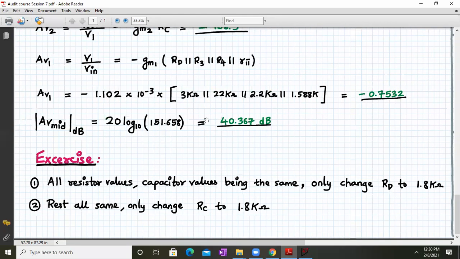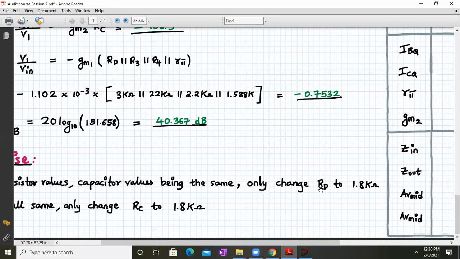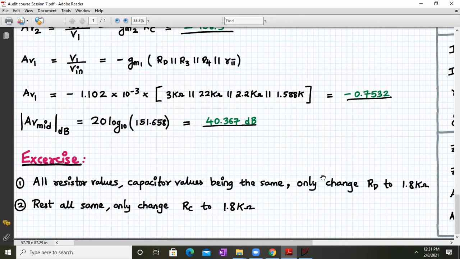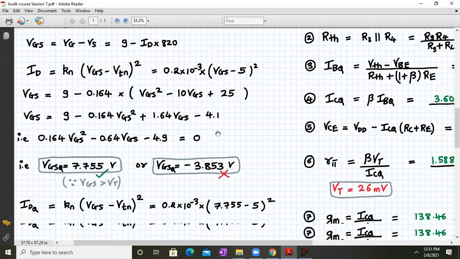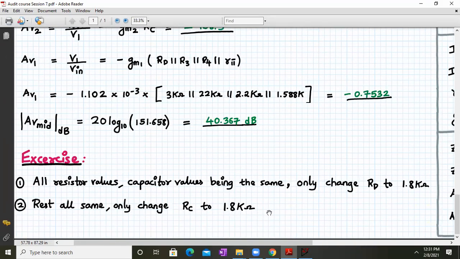Now, as an exercise, keep all the resistor values and capacitor values the same. Only change RD value to 1.8 and note down which parameters are getting affected by it. And for the next exercise, keep everything the same. Only change RC to 1.8 kilo ohm. By default, in the diagram we have given RC as 1 kilo ohm. So you increase it to 1.8 kilo ohm and see which parameters are getting affected by it, and note that down.